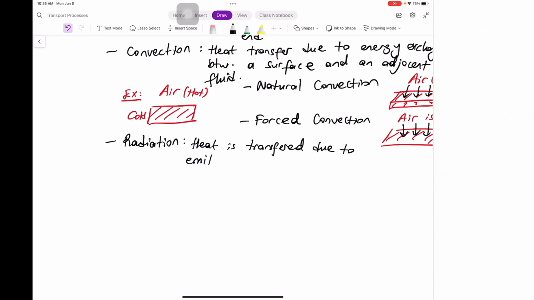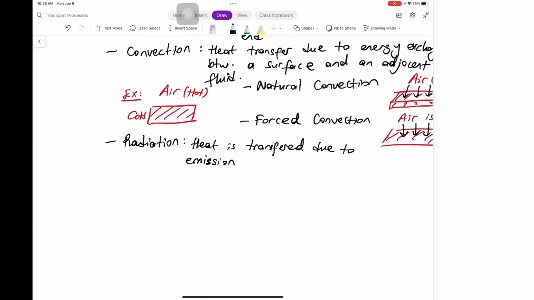Is emission with one M or two M's? Can anybody tell me? I think it's one M and two S's. Two S's. Excellent. Thank you.